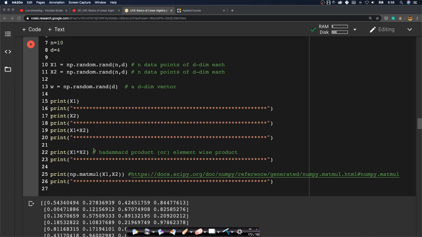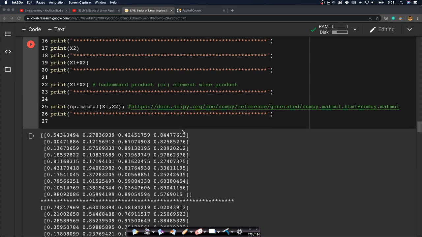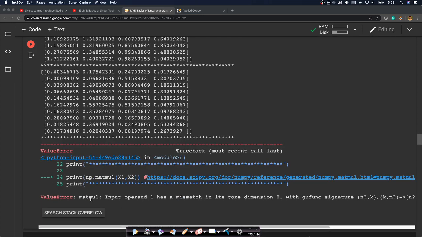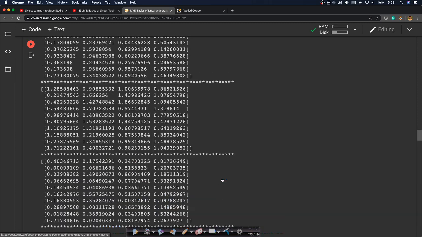But here there is a problem. If I execute all of them, look at this. What is x1, x2? I'm trying to multiply x1 and x2, right? So x1 is n cross d. x2 is also n cross d. Can you multiply these two matrices? This is d, this is n. They both don't match. So this should actually throw an error, right? If you think about it logically. So let's actually see this. Okay, so I actually get an error and it says very clearly matmul input operand 1 has a mismatch in its core dimensions.